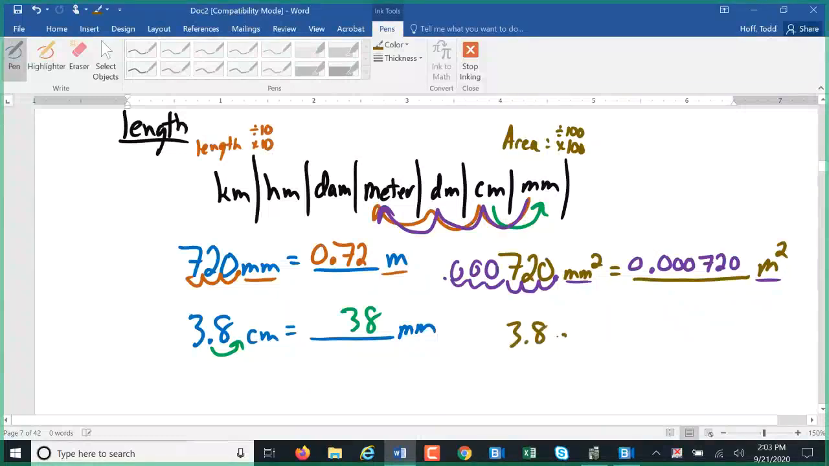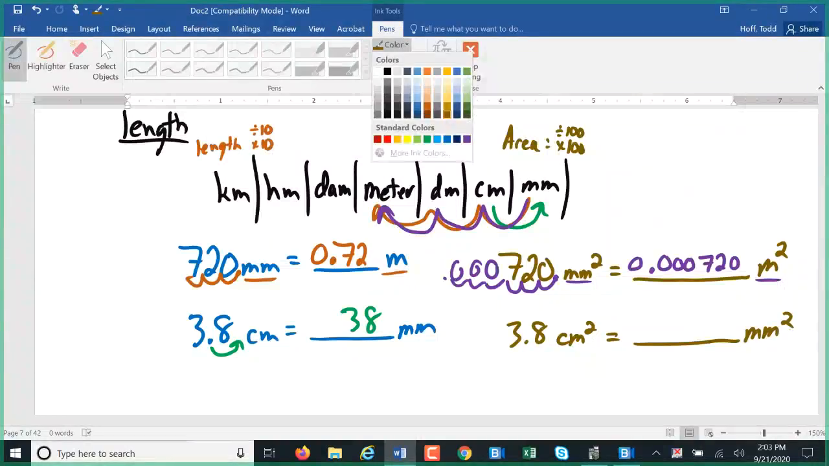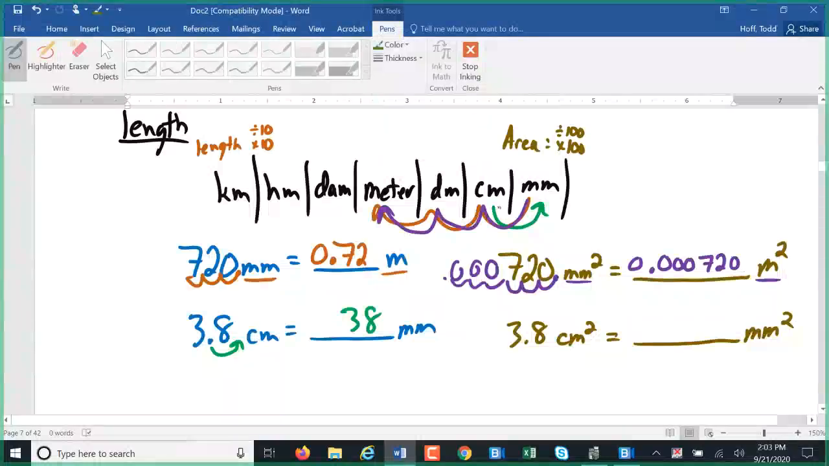3.8 centimeters squared to millimeters squared. Well, centimeters to millimeters is still only 1 spot on the chart. But now, since it's centimeters squared to millimeters squared, each spot is 2 decimal places. So 1 spot on the chart is 2 places on my decimal. I have to go 1, 2, I have to add a 0. That's 380 millimeters squared.